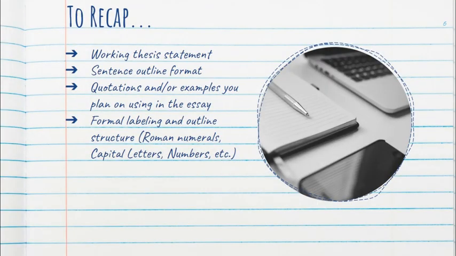To recap, your formal outlines for this course should have the following: a working thesis statement, sentence outline format, quotations or examples you plan on using in the essay, and of course, formal labeling and outline structure.